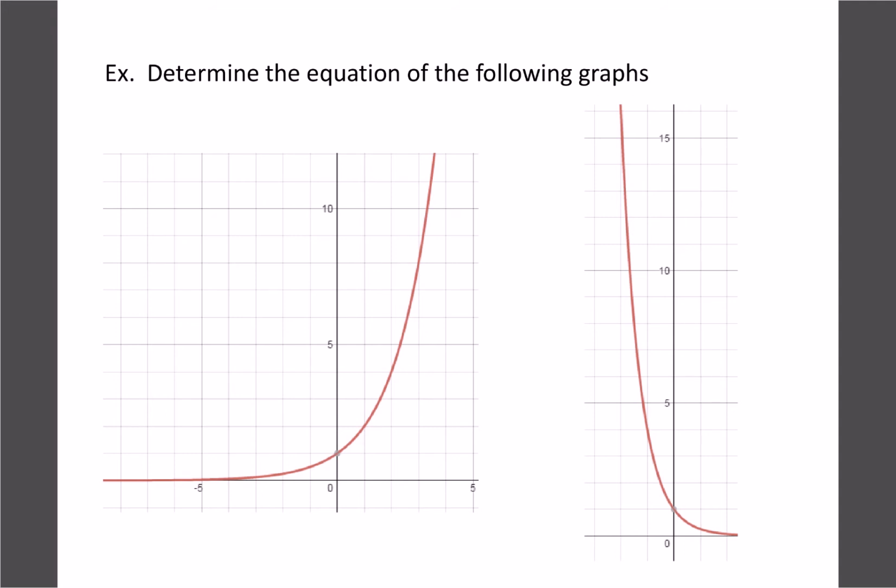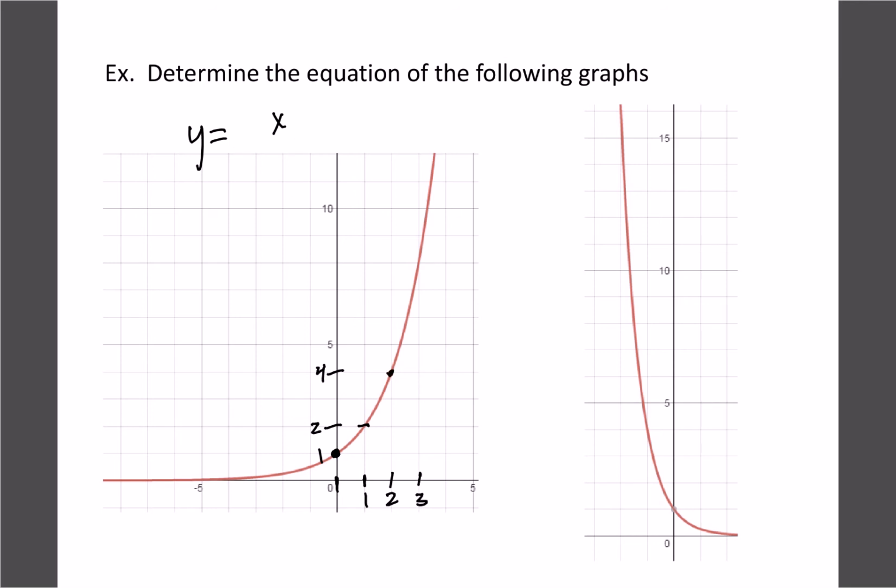Okay, the reverse now is we're going to get the graph, and we have to try to figure out what the equation is. With this first one, we can see it's increasing, so we know it's going to be some positive number to the x, and you can see it's crossing at 1, so that's good. What we want to do now is figure out what value it's increasing at. When x is 0, we have a y of 1. When x is 1, we have a y value of 2. When x is 2, you can see we have a y value of 4.